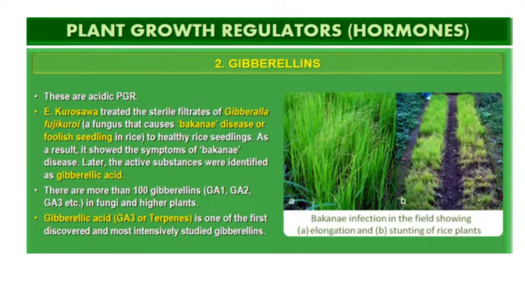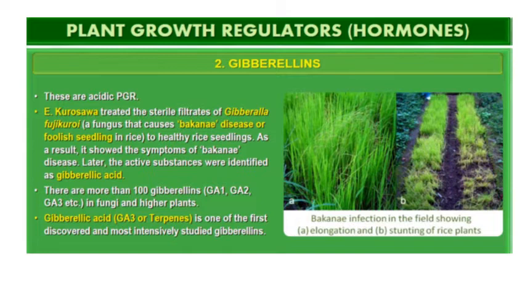Then we have gibberellin. So these are acidic plant growth regulators. E. Kurosawa treated healthy rice seedlings with the sterile filtrates of Gibberella, which is a fungus. As a result, they showed symptoms of Bakanae disease. So later, the active substance was identified as gibberellic acid. You can see here the plant has Bakanae infection, right? Here we see elongation and here we see stunting of the rice plant.